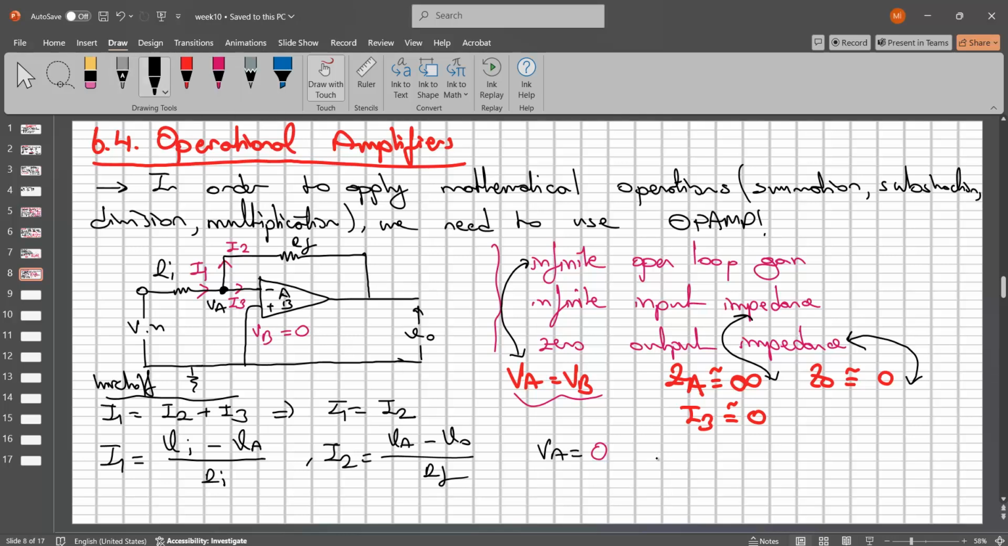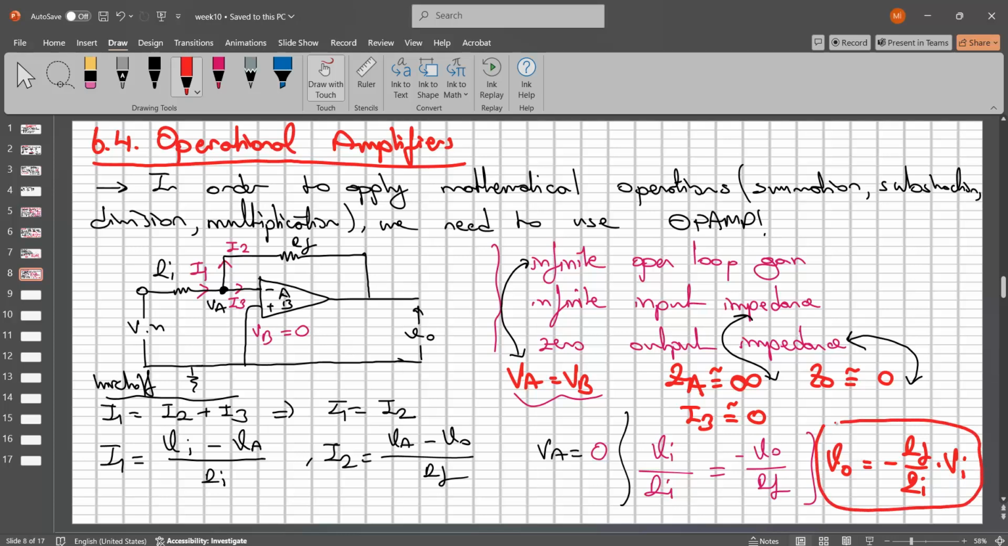Thank you. And so our equation turns into this one. Vi divided by Ri must be equal to, this is the I1, what is the I2? Minus V0 divided by RF. And so we can write this equation: V0 must be equal to minus RF divided by RI times Vi. And so, which is called what?